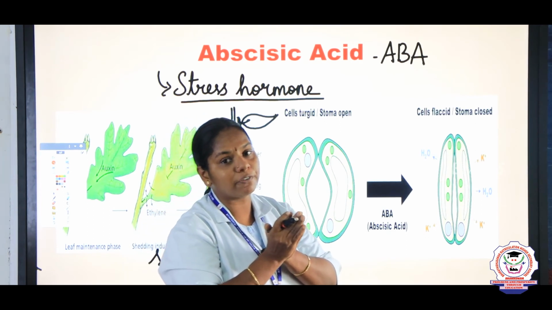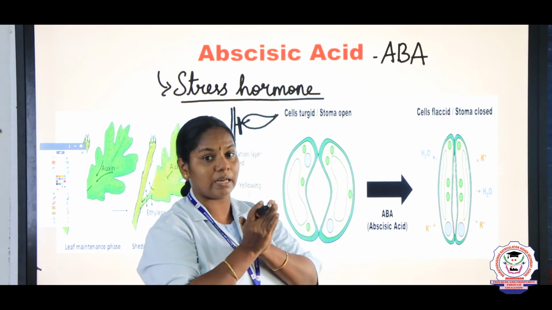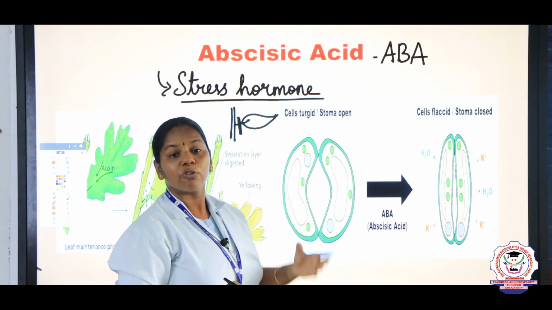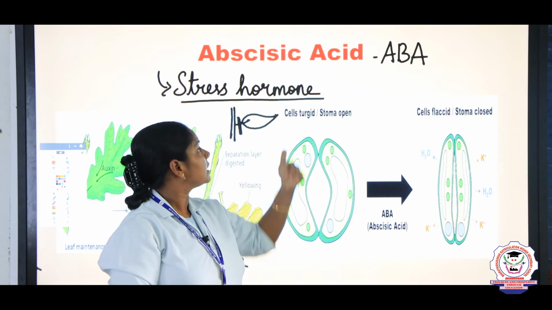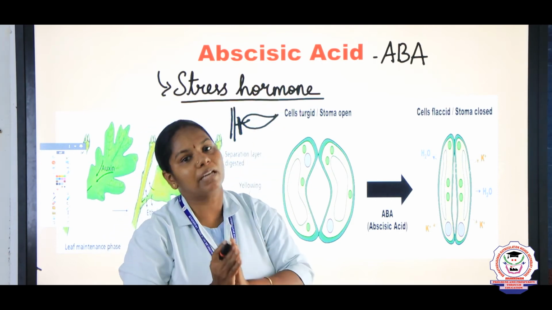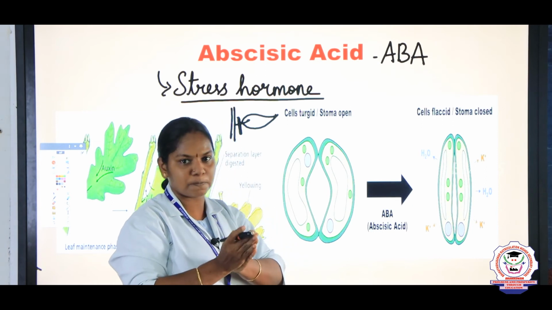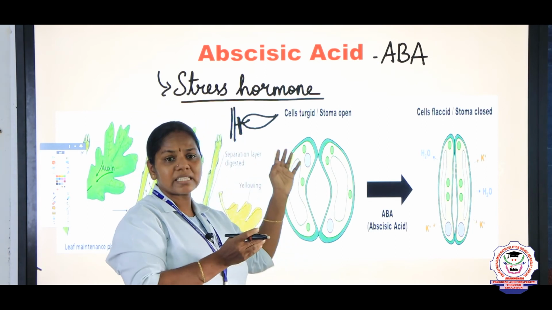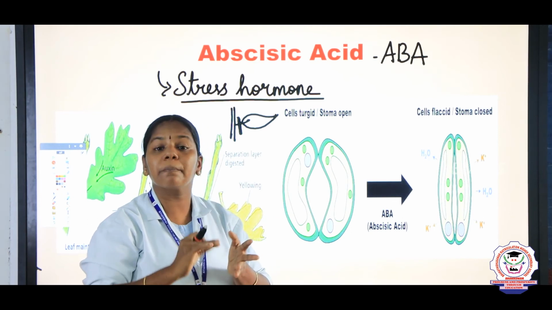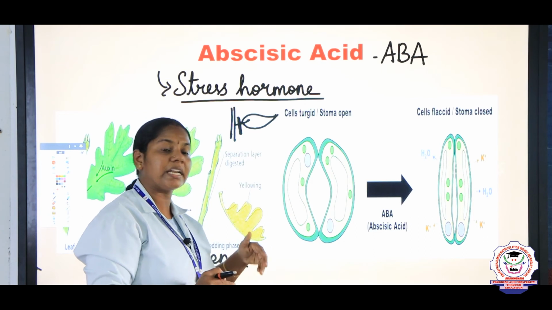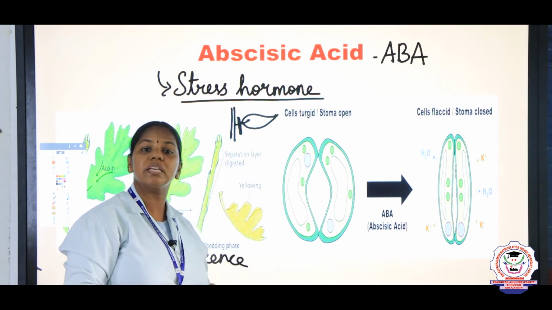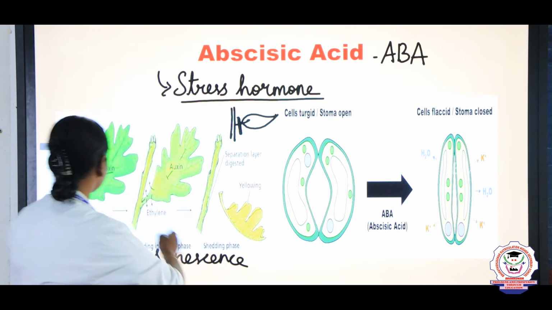And one more important function is that, children, as we discussed before, auxin, cytokinin and gibberellins promote the growth, whereas the remaining two hormones, that is abscisic acid and ethylene, will inhibit the growth, right? Inhibit means what? Stops the growth. So abscisic acid inhibits the growth of the plant and leads to the aging of the plant. So these are some other effects of abscisic acid.